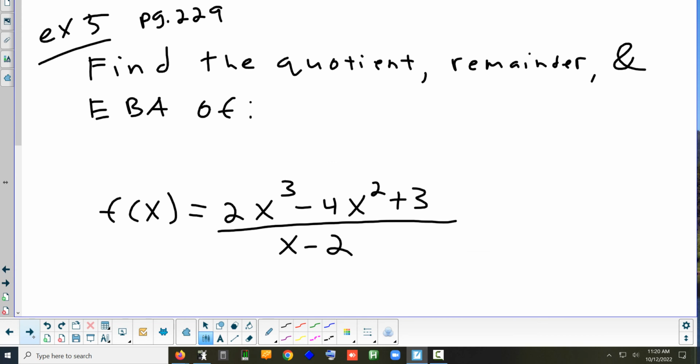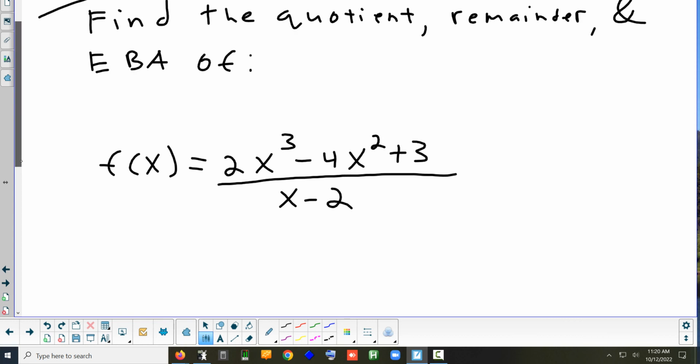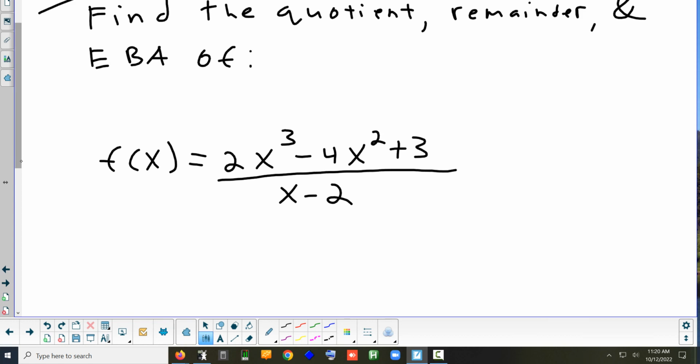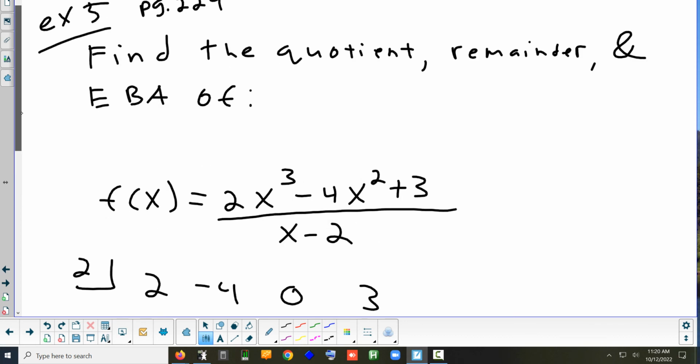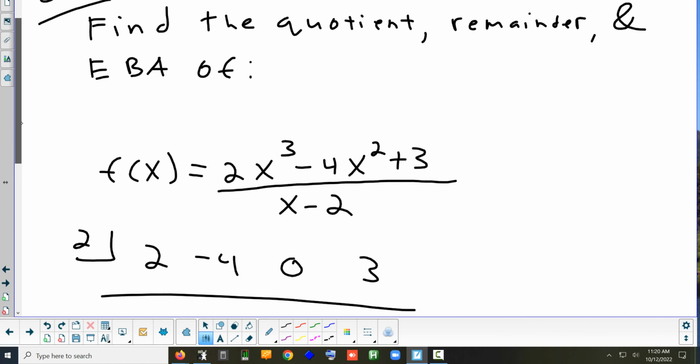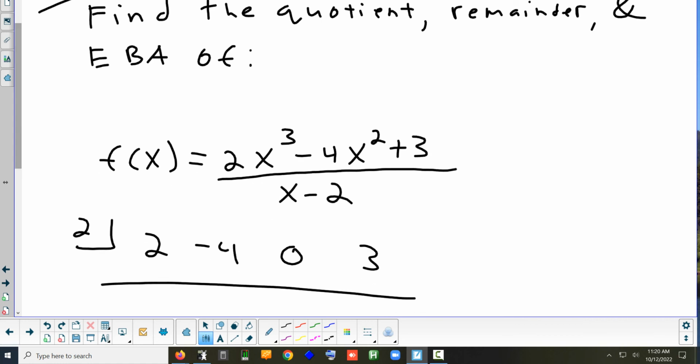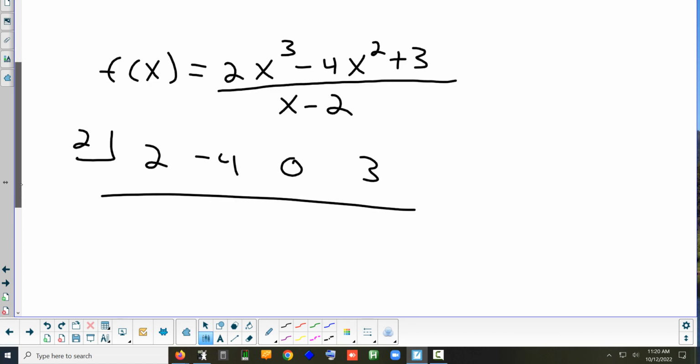So let's take this. Let's find the quotient, the remainder, and the EBA. Can I use synthetic division on this one? Yes. Yep. What would go on the outside? 2. And the inside? 2, negative 4, 0. Good. So let's divide it. For synthetic division? Yeah. So the number after the minus sign goes on the outside, and then all my coefficients, including any that I'm missing. Oh, that's good. All right, so let's divide it.